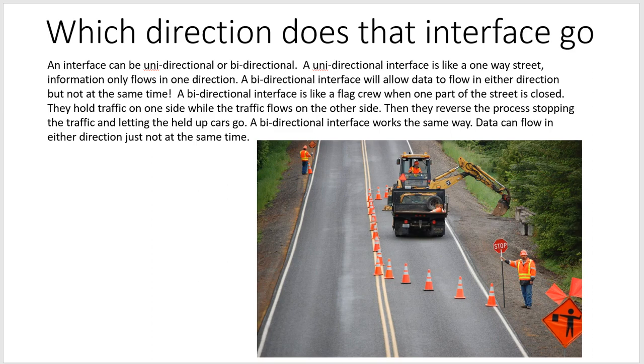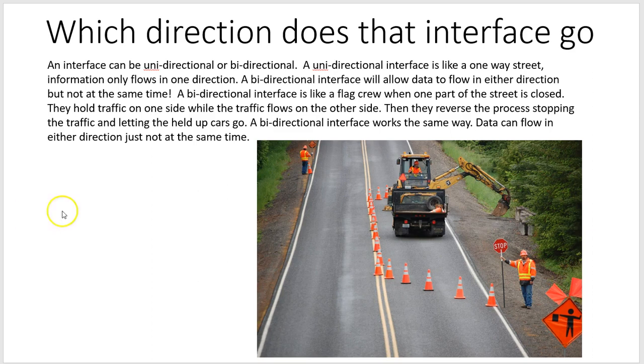A unidirectional interface is like a one-way street. Information only goes in one direction. A bidirectional interface will allow data to flow in either direction, but not at the same time. A bidirectional interface is like a flag crew. When one part of the street is closed, they hold traffic on one side while the traffic flows on the other side. Then they reverse the process, letting traffic go in the other direction. Bidirectional works the same way.